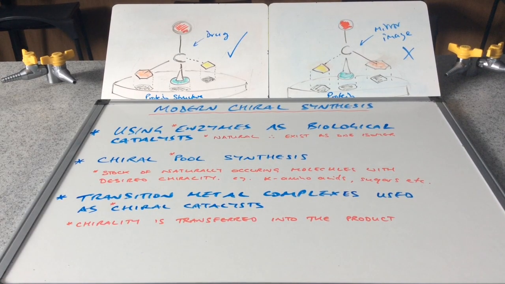The third and final example I'm going to talk about is transition metal complexes. Some transition metal complexes actually exhibit optical isomerism themselves, so they can be used as what we call chiral catalysts. And again, similar to the enzymes at the top there, the chirality in the catalyst is transferred into the product, and so you can end up with the chirality that you want in your drug molecule.